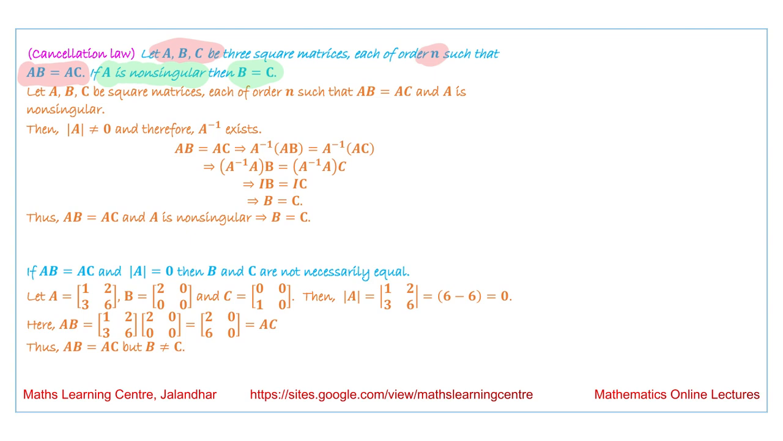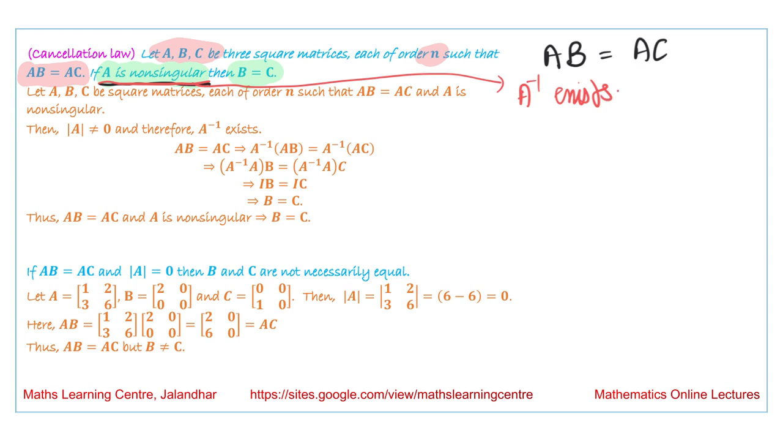So we are writing it in this form. Suppose AB is equal to AC, this is given to us. Next thing that is given to us is that A is non-singular. If A is non-singular, it means A inverse exists. That is, determinant of A is non-zero, A inverse exists. So if we multiply both sides of this equation with A inverse, we are writing A inverse AB is equal to A inverse AC.